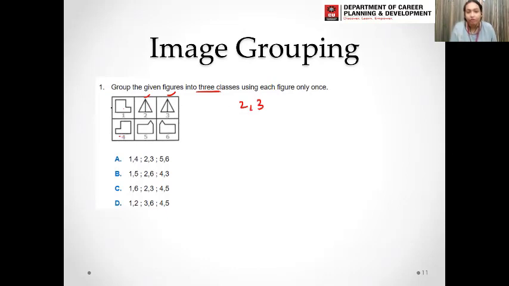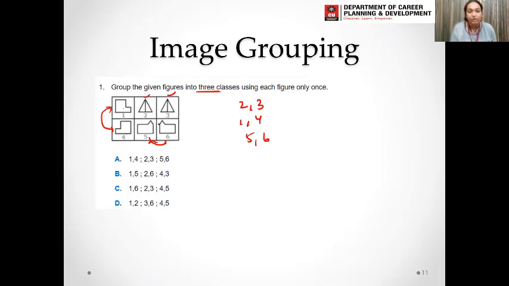1 and 4. Why 1 and 4? Because these are just the mirror images of one another. So 1 and 4 is one group. Then we have 5 and 6, because 5 and 6 again are mirror images of one another. It's not possible that every time we are given mirror images, so we have to think practically about how we can group them. What are the important points through which we can group them?